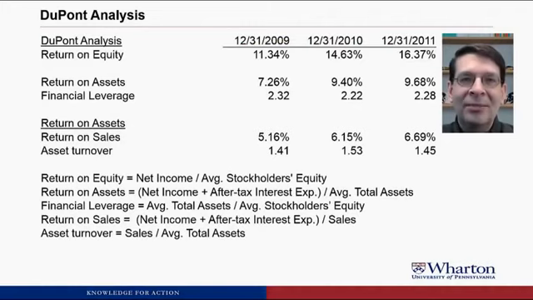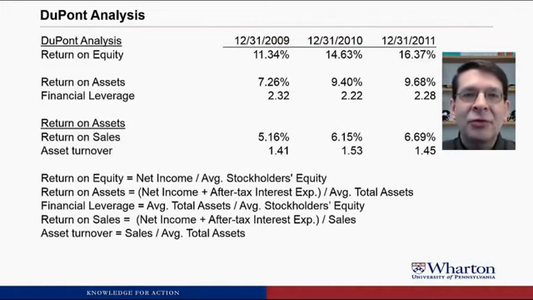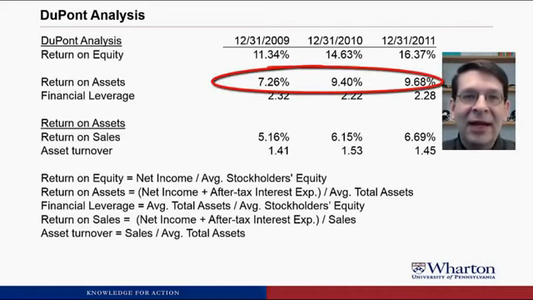Now let's look at the two drivers of ROE, return on assets and financial leverage, to see if Plainview's increase in ROE is due to better operating performance or to taking on more debt. So for return on assets, we see that it increased from 7% to almost 10%, which means that every dollar in assets is now generating about 10 cents of net income for Plainview compared to only 7 cents a couple years ago. So clearly there's been an improvement in operating performance.